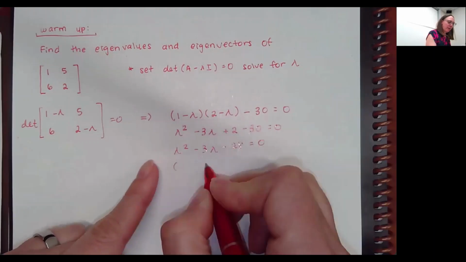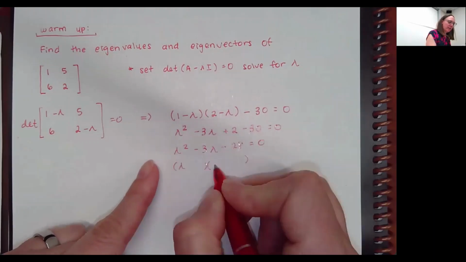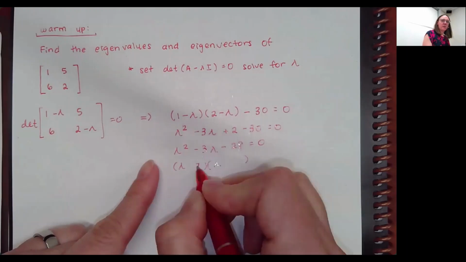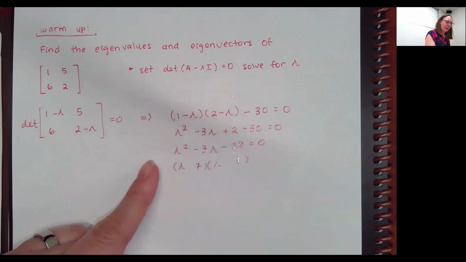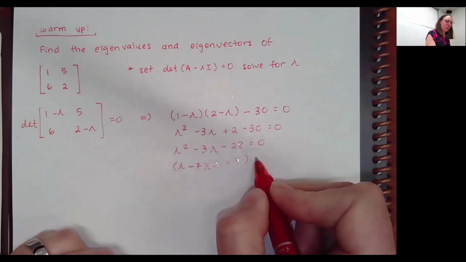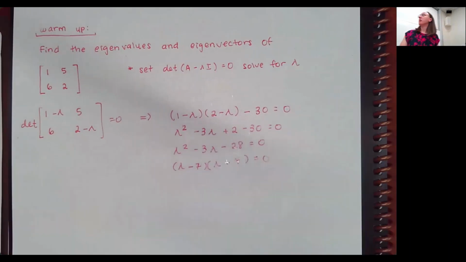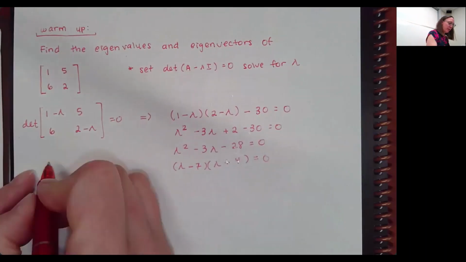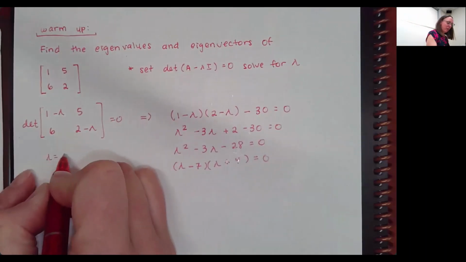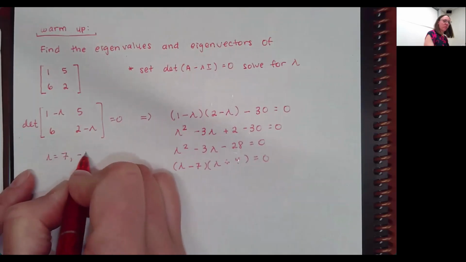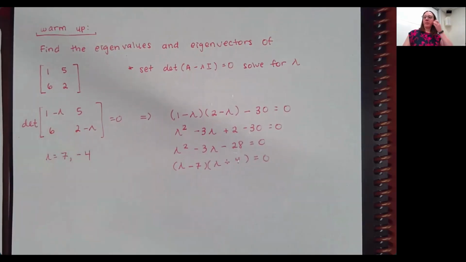And I think that means I'm going to get a 7 and a 4. And I probably need my 7 to be negative and my 4 to be positive. If you don't love factoring, you can just throw that into the quadratic formula. That's okay too. So I'm getting eigenvalues of 7 and negative 4. Is that what you all got?